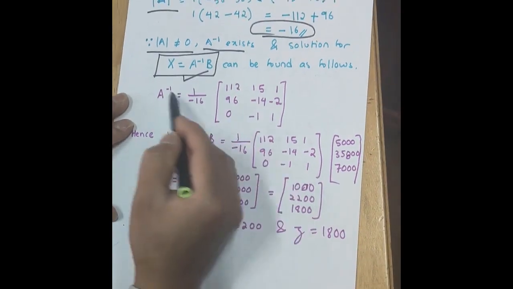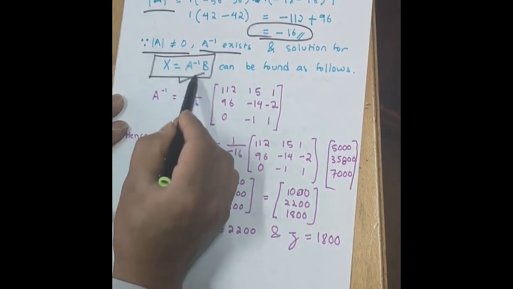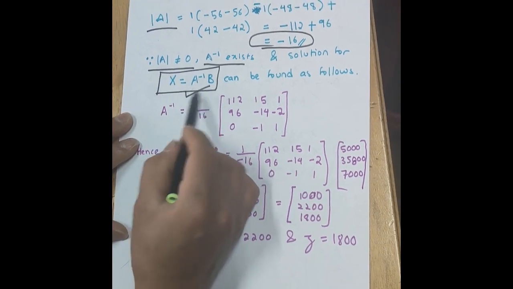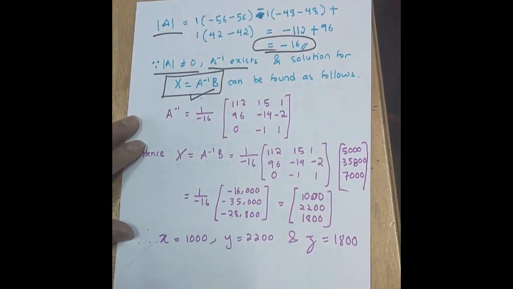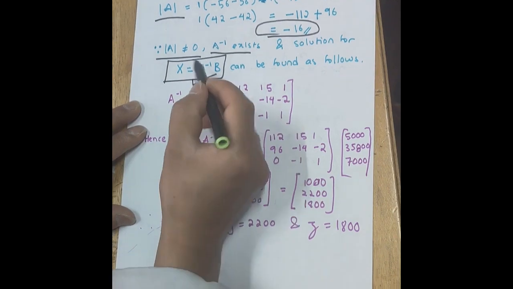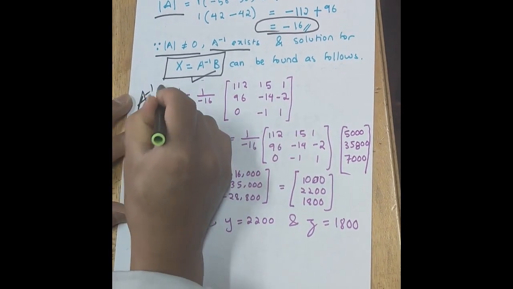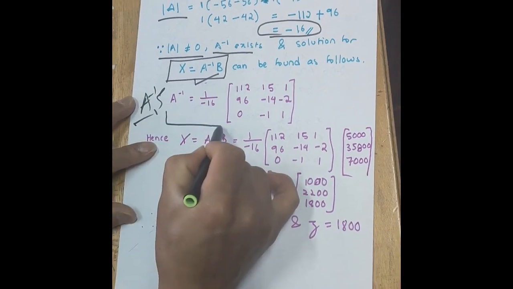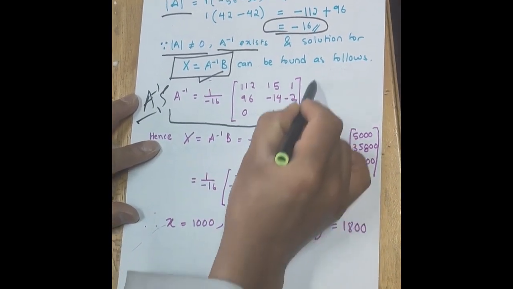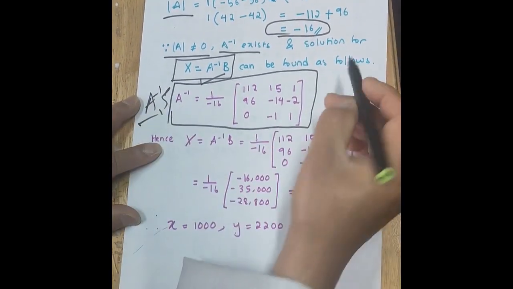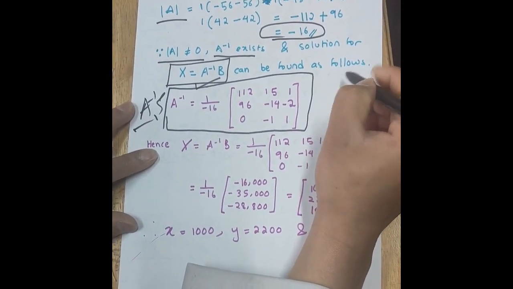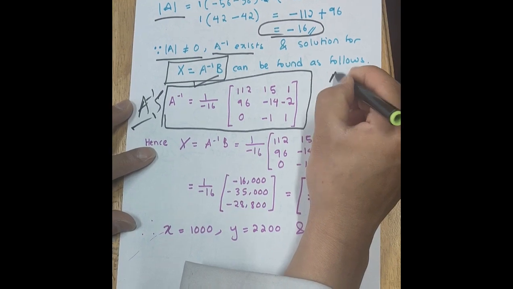So now, the next step is to follow the expression given in the formula. If you look at the expression, we have X is equal to A inverse B. That means you have to find the A inverse. So to get the A inverse, first you have to find the adjoint of A.